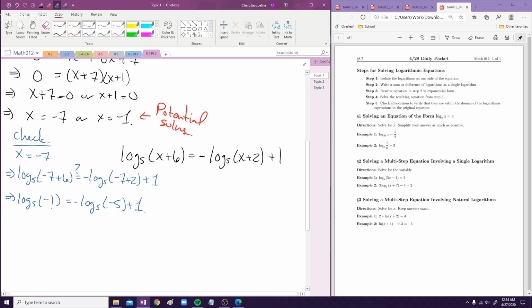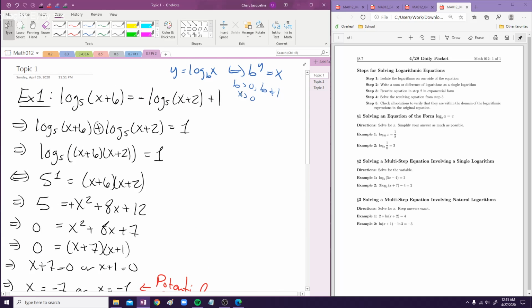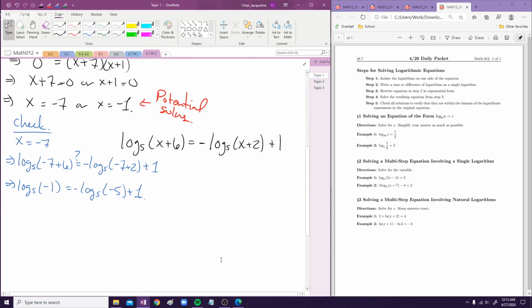So again, what are my restrictions for the argument? Going back up here, the argument in this case is x plus 6 and x plus 2, and it has to be positive. No ifs, ands, or buts. In this case, this is -1, which is less than 0, and -5 is also less than 0. It doesn't even matter if both of them are. This one could have been a +5 and this a -1, and that automatically tells me that x equals -7 is not a solution.